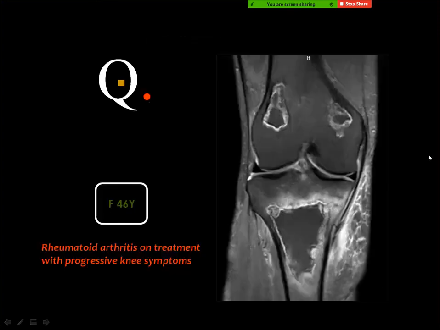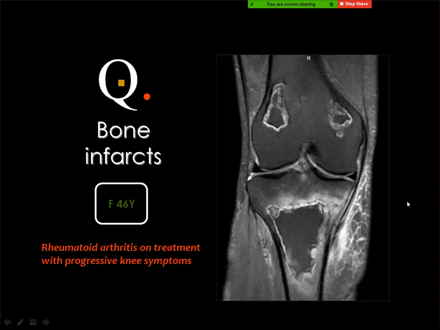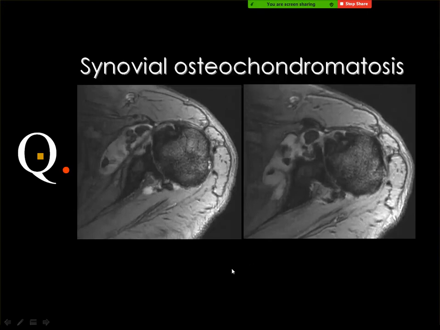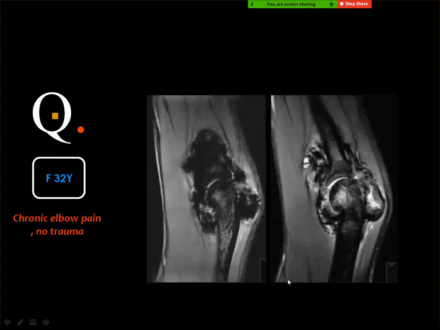Spot diagnosis of multiple bone infarctions. Yes, and next is synovial osteochondromatosis by MRI, and you got too many loose bodies within the shoulder joint representing synovial osteochondromatosis.